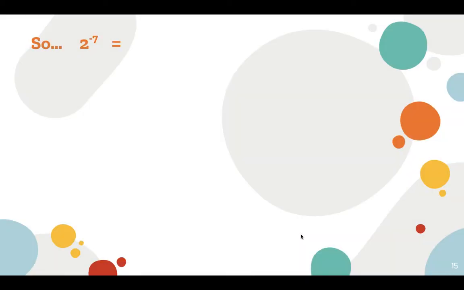So 2 to the negative 7th equals 1 over 2 to the positive 7th. Because all we're doing is we always assume there's a 1 underneath here. We're going to flip it. So the 1's going on top, the numerator. The 2 to the negative 7 now goes to the bottom, but when we bring it down to the bottom, our exponent now becomes positive.